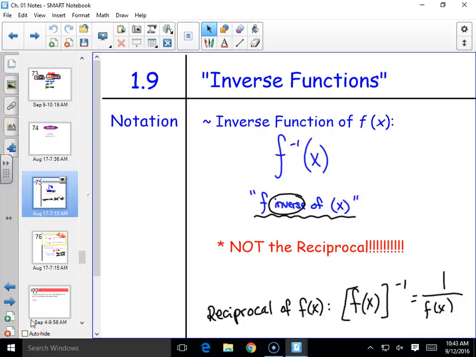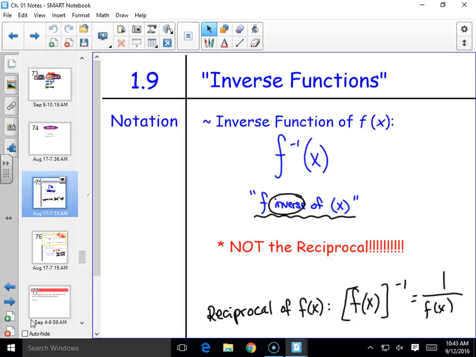Section 1.9, inverses. Really quickly, I know on the board you can see that this notation is not the reciprocal. You wrote it, I emphasized it, but really quickly, why would you think this was a reciprocal?